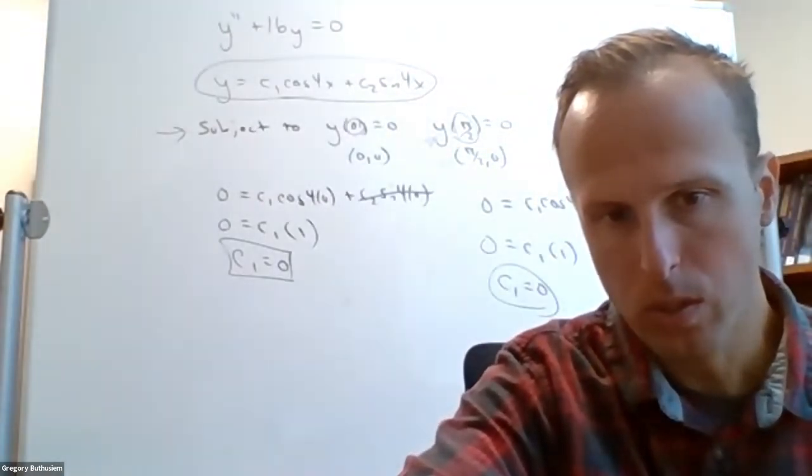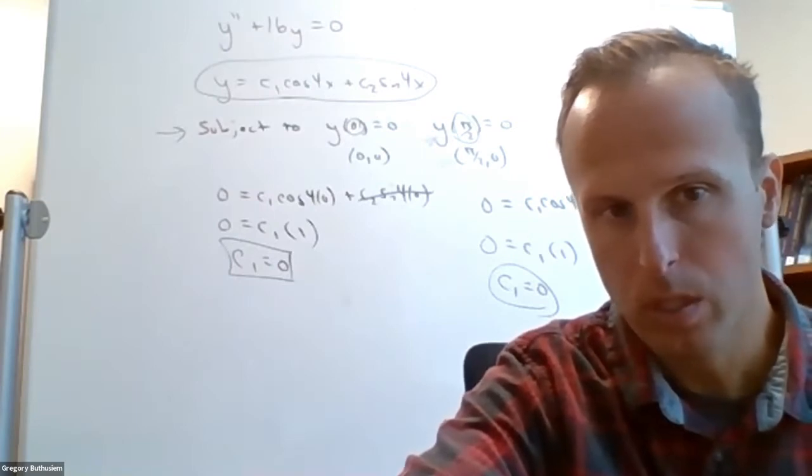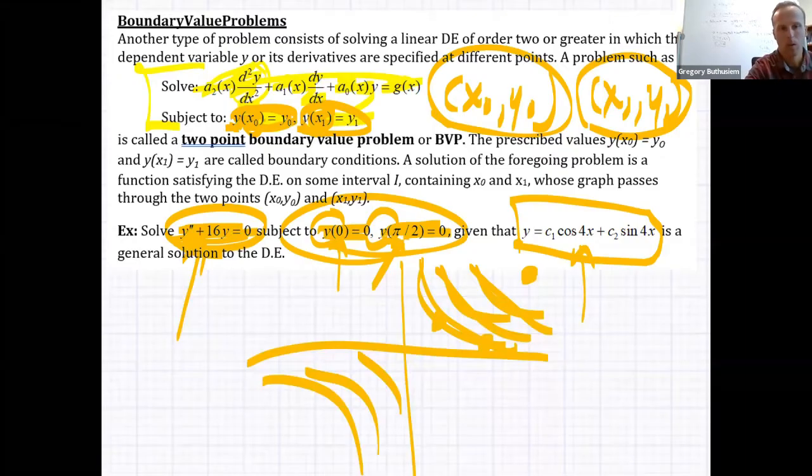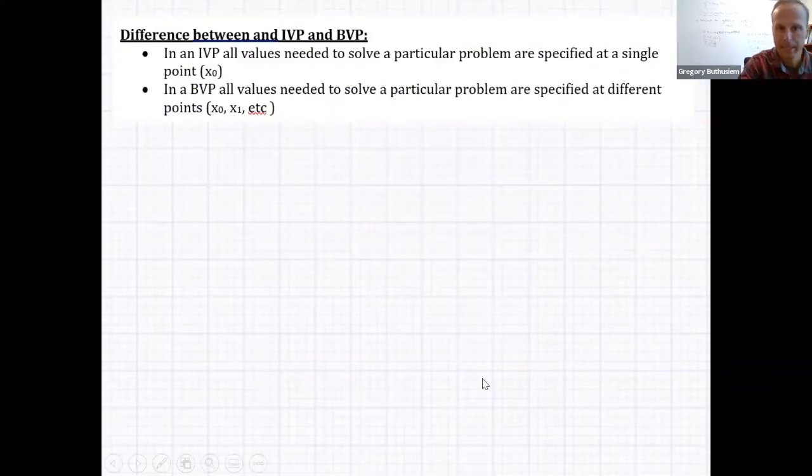So let's go back to the PowerPoint. Again, last time I'm going to say this, I've said it a bunch of times. The big difference between IVP and BVP is are we using a single X value over and over and over again, or using multiple X values for each condition? We'll primarily stick with initial value problems.